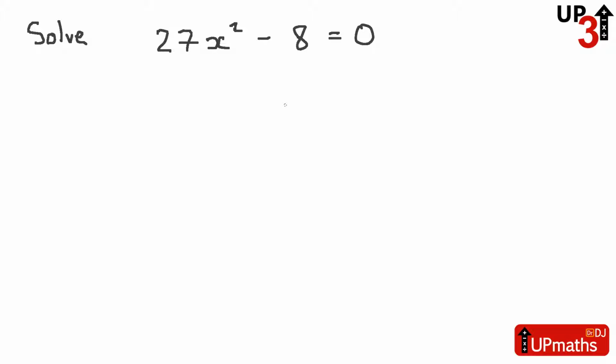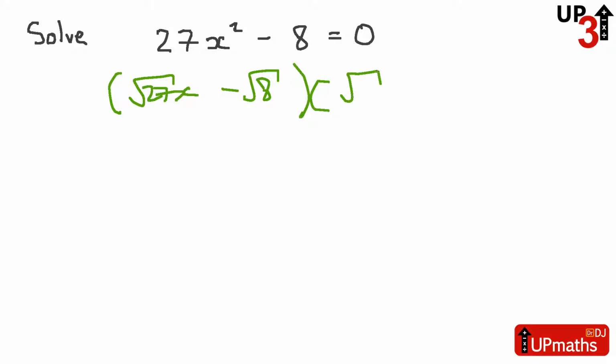Ooh, what about this one? It's a quadratic, so I'm just going to factorize it. So I'm going to go root 27x minus root 8. I'm just going to finish this before I talk about it. Root 27x plus root 8. Sorry, my writing's gone a bit wonky here. That's difference of two squares. Now I know that 8 is not a square number and 27 is not a square number, so I've had to use roots.